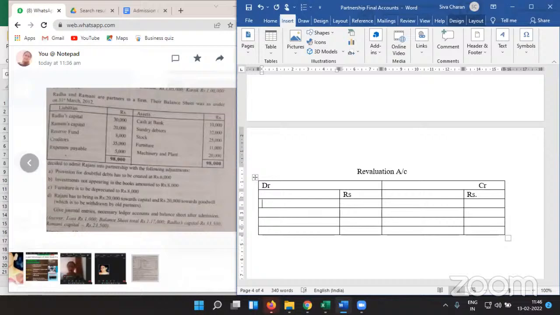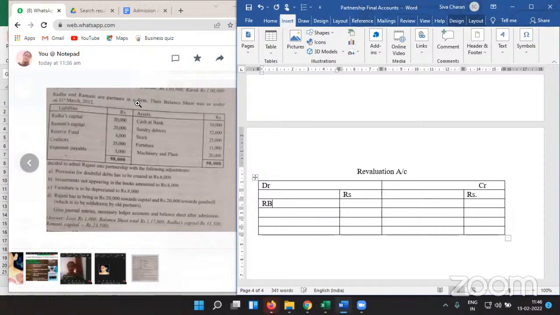Okay. Now, what are the adjustments given? Provision for doubtful debts has to be created. So that means on debtors, you are creating a provision for doubtful debts, meaning the doubtful amount. So 6,000 is going to be your doubtful amount of debtors, which is a decrease in your debtors.